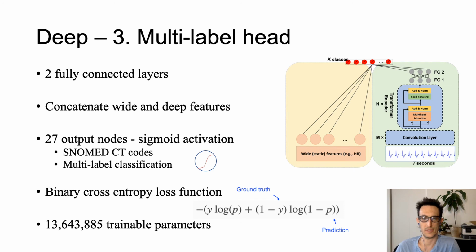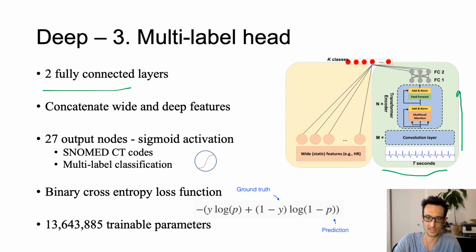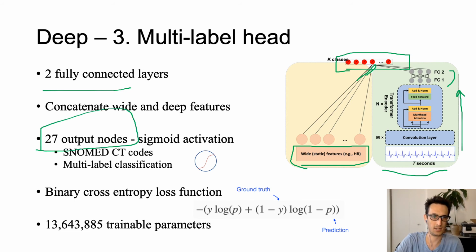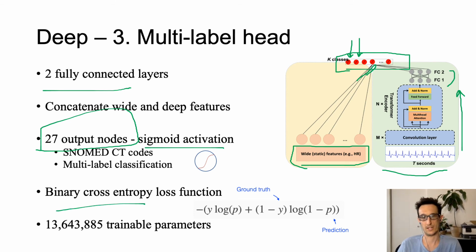And then the final component of the deep module, the deep part of our network, is the multi-label head. Here we add 2 fully connected layers. After we have processed the input and run it through the transformer encoder, we add our 2 fully connected layers, and we concatenate the wide features that we had computed with the output layer. Now we want to produce 27 output nodes, and in particular we're going to apply a sigmoid activation for each of these 27 outputs so that we end up with a value between 0 and 1. Given that this was a multi-class, multi-label problem, this is typically trained using a binary cross-entropy loss function. In total, our network is made up of roughly 13.5 million trainable parameters.